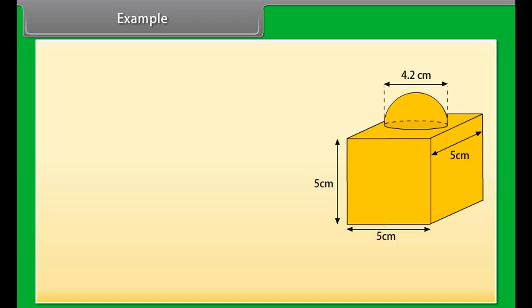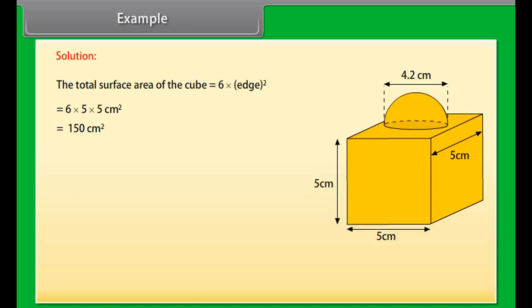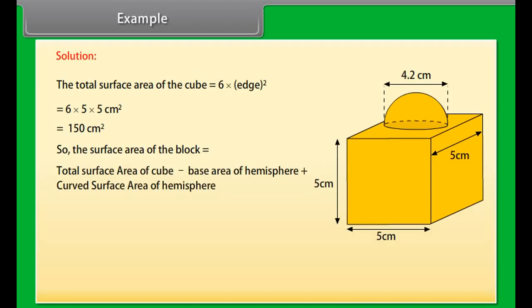Example. Look at the figure. This decorative block is made of two solids, a cube and a hemisphere. The base of the block is a cube with edge 5 cm and the hemisphere fixed on the top has a diameter of 4.2 cm. Find the total surface area of the block. Solution. The total surface area of the cube is equal to 6 into edge square, which equals 6 into 5 into 5 centimeters square, which is equal to 150 centimeters square.